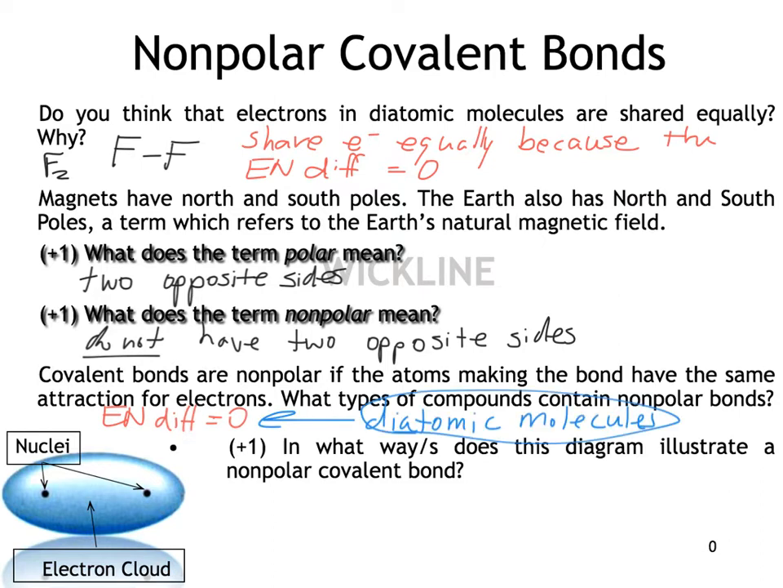So again, in short, diatomic molecules such as a molecule of nitrogen, those two atoms of nitrogen have the same electronegativity. So this bond in between the two atoms is going to have electrons being shared perfectly equally. And that has to be true because electronegativity difference is zero. Therefore, it's not going to be different on two sides of the bond. It'll be perfectly equal sharing, and we're going to call that kind of sharing nonpolar sharing. So it definitely contains a nonpolar bond.